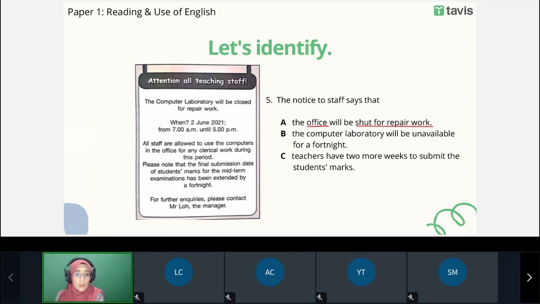Move on to B. The computer laboratory will be unavailable for a fortnight. What is fortnight, guys? It's just a simpler term for 2 weeks. So next one, C. Teachers have 2 more weeks to submit their students' marks. So here, another keyword: teachers have 2 more weeks to submit.